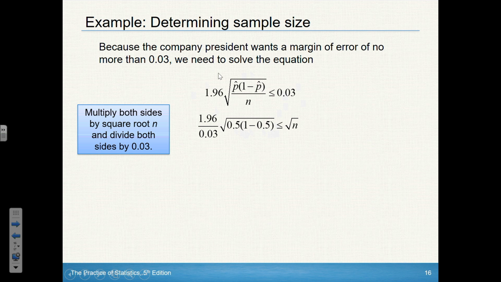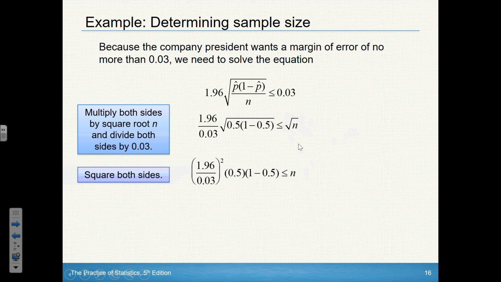And then at this point, all we're really doing is just a little bit of algebra. So if I were to try to solve this equation here, start by multiplying both sides by the square root of n and dividing both sides by 0.03. So from step 1 to step 2, we isolated the variable. But it's not exactly isolated because we also have to come in and square both sides because we don't want the square root of n. We want what n is. So you square the left side and you square the right side.